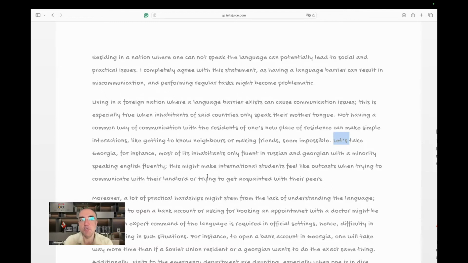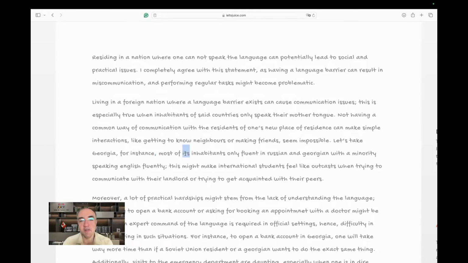Let's take Georgia, for instance. Okay, I don't need this comma, and I don't need this one either. I need a semicolon here because this is already an independent clause, a sentence all by itself. But you want me to continue with the example? Sure, just put a semicolon here. That already gives me the idea to move ahead with the sentence.